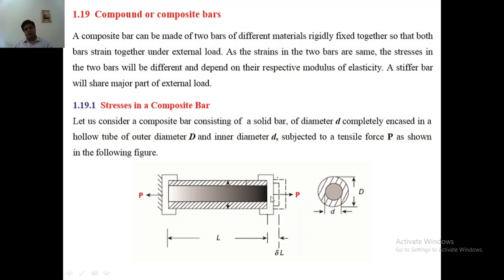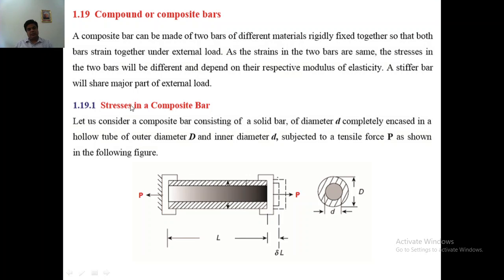One thing you have to understand here is that the structural member made with composite bars, when the load is applied, undergoes the same amount of strain, that is delta L. Both the materials will undergo the same amount of strain, or change in length. Obviously, when the strain has to be the same and the modulus of elasticity of the materials is different, the load or stress in both the materials will be different, depending on the load taken by one of the bars in the composite bar.